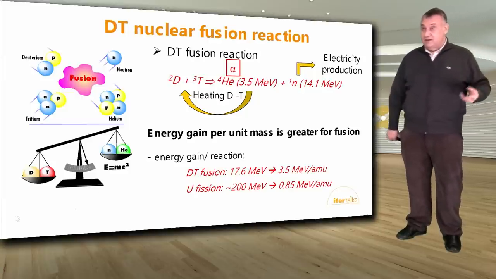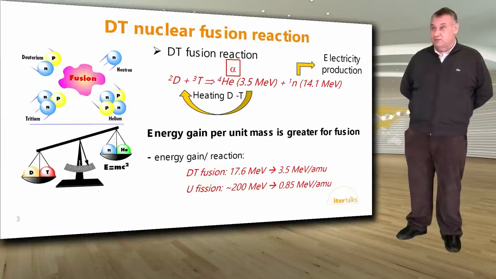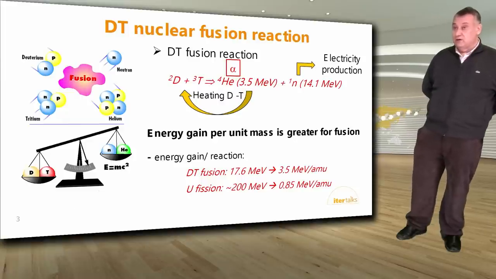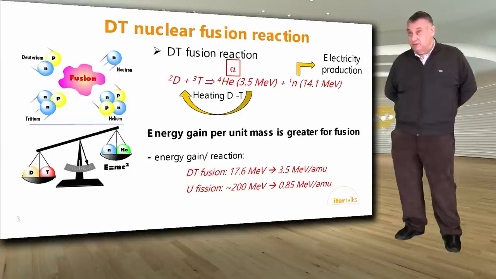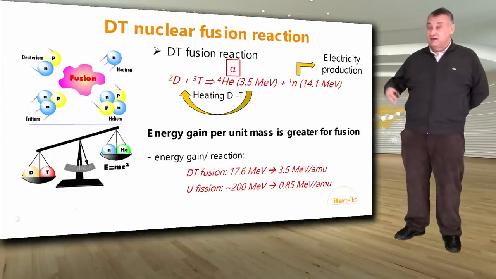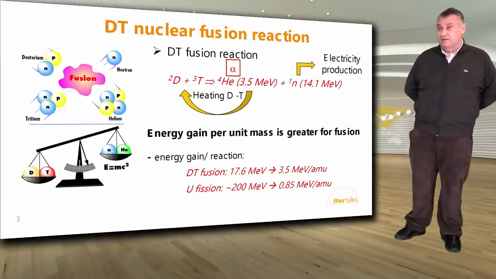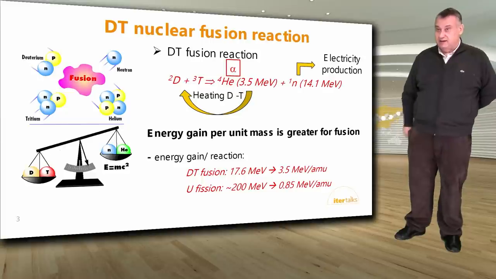Most of the energy, as I said, is taken by the neutrons. This is what will be used in the fusion reactor plant to produce electricity. And the energy taken by the helium, which in fusion we call alpha particle, because this is the way it was called when it was discovered by Rutherford, takes a part of the energy. This energy, which is about one fifth of the total, is used in a fusion reactor to heat up the deuterium and the tritium mix, as I will explain later.